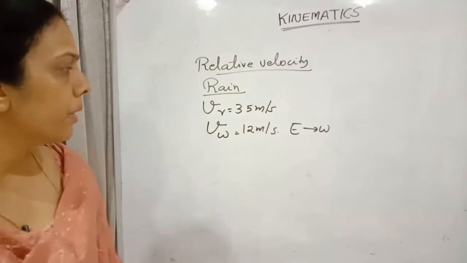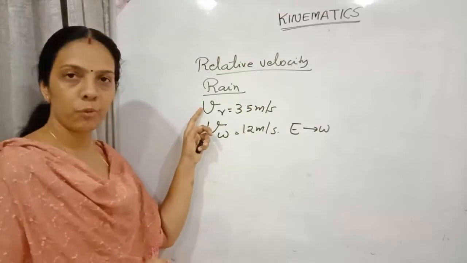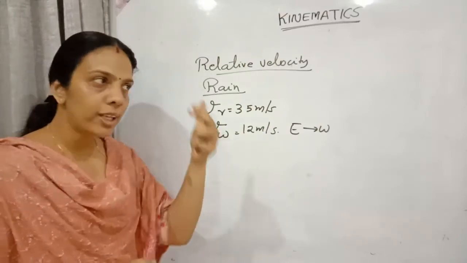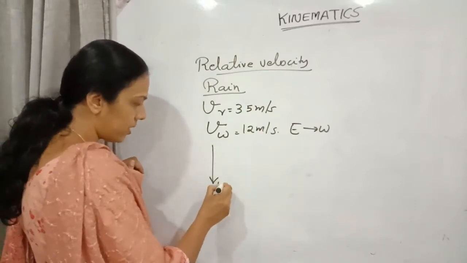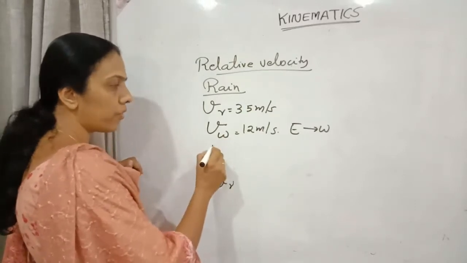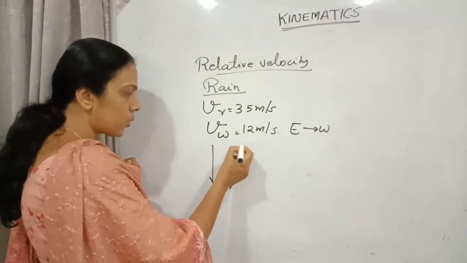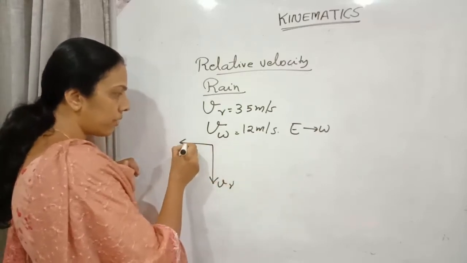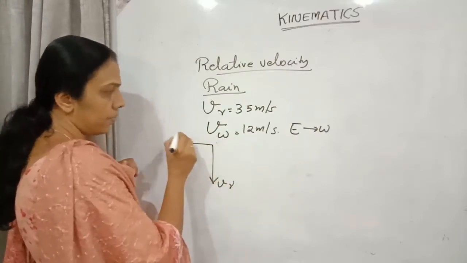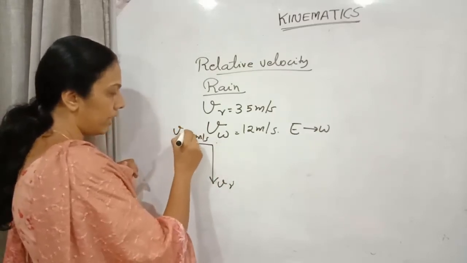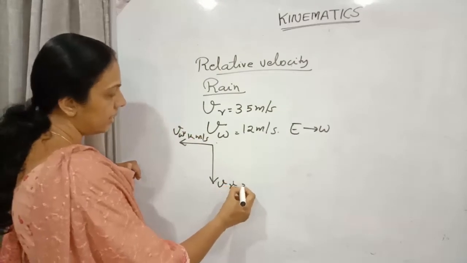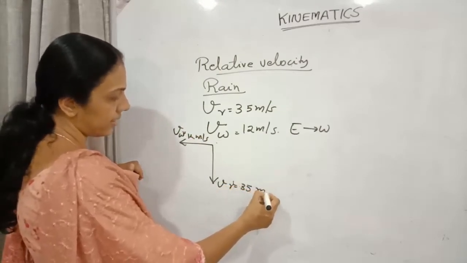So here wind is blowing and rain is moving. Rain is falling vertically downwards and wind is blowing from east to west. So this will be the direction of east to west, with a wind velocity of 12 meter per second. Rain is 35 meter per second.